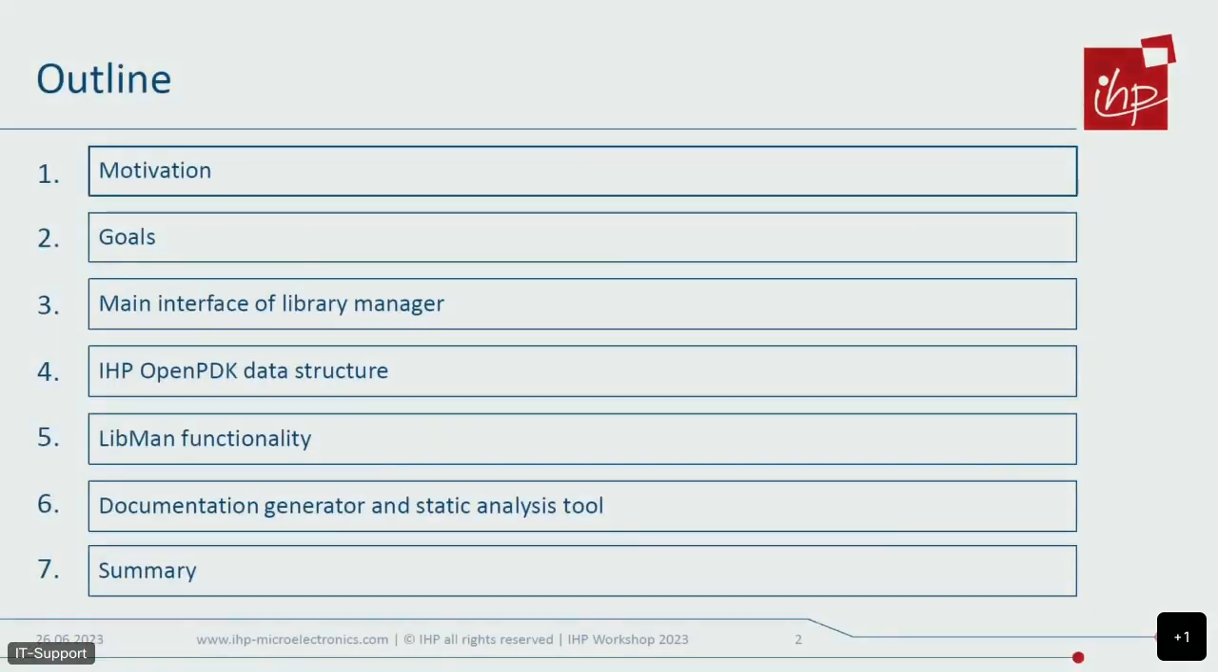So this is the outline of what I would like to talk about today. We'll start with the motivation. I explain why I would like to do that and what is different from what already exists in open source. Then the goals, a kind of definitions for the library manager I would like to have and to be performed. Then I will show the main interface of the library manager, which is not a surprise, looks very much like a common tool. Then I will talk about the IHP Open PDK data structure. Finally, about the functionality. Then, as it's an open source project, I would like to have also a documentation generator built in the flow, and then I will sum everything up.